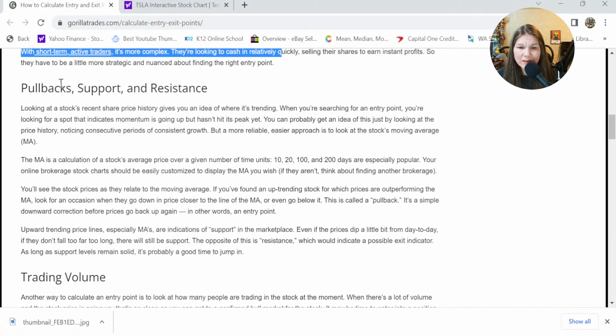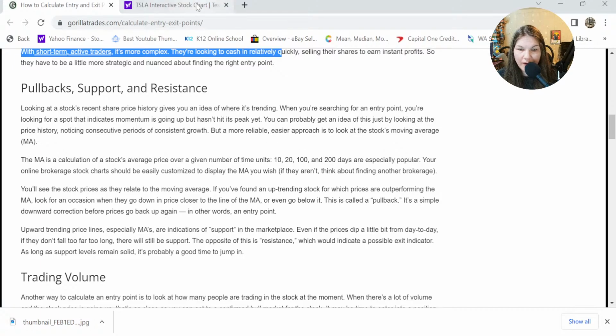So, pullback, support, and resistance. Looking at a stock's recent share price history gives you an idea of where it's trending. When you're searching for an entry point, you're looking for a spot that indicates momentum is going up but hasn't hit its peak yet. You could probably get an idea of this just by looking at the price history, noticing consecutive periods of consistent growth. But a more reliable, easier approach is to look at the stock's moving average, the MA.